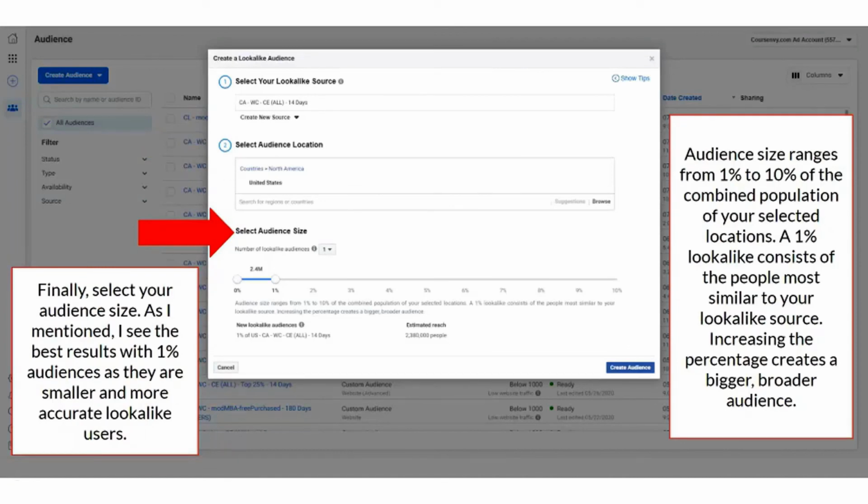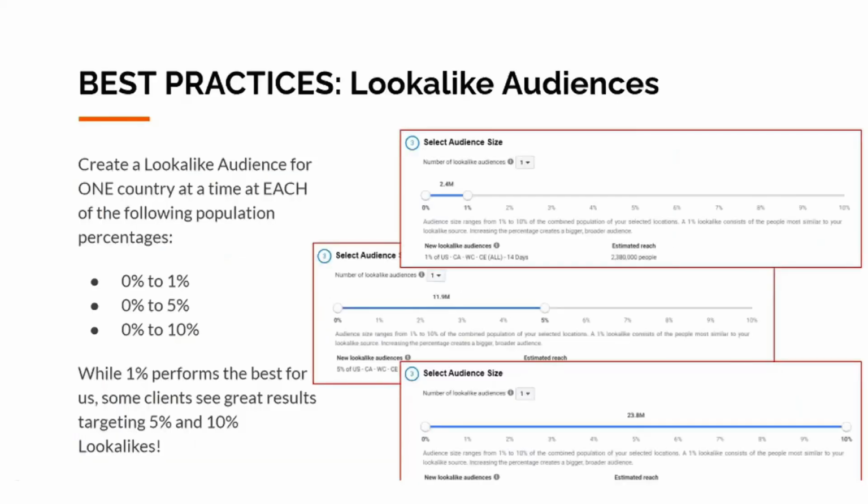As I've mentioned, I see the best results with 1% audiences as they are smaller and more accurate lookalike users. Audience size ranges from 1% to 10% of the combined population of the location you select. A 1% lookalike consists of the people most similar to your lookalike source. Increasing the percentage creates a bigger, broader audience.